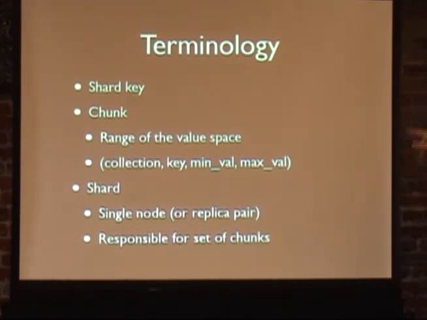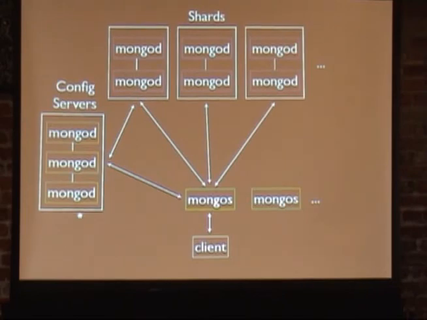So a chunk can be thought of as this tuple here: just the collection name, shard key, the minimum value for that shard key, and the maximum value for that shard key. And each chunk is going to live on a single shard. So a shard is a single node, and each shard is responsible for some set of chunks. So I'll walk through a little process diagram that hopefully makes things clear.